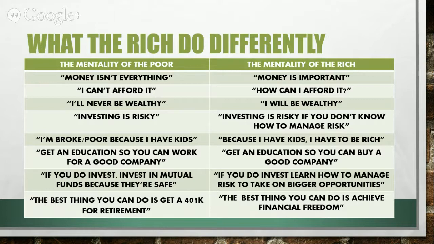Another thing that the poor might think about is, hey, I'll never be wealthy. The mentality of the rich is just a very easy change. Instead of I'll never, it's I will. I will be wealthy, or I will be able to do this. That is just something very, very common that I've seen with not just rich people, but also successful people.